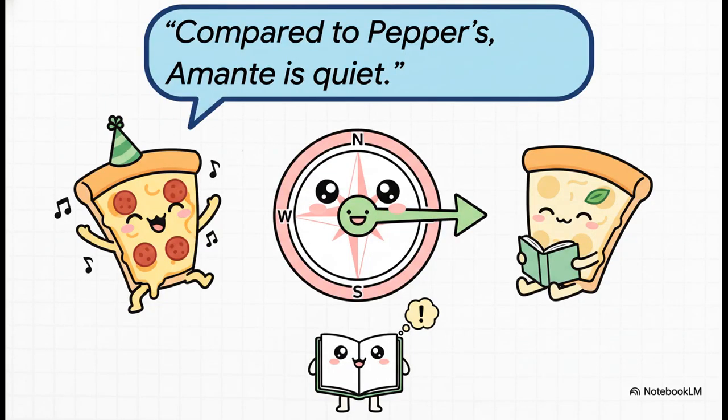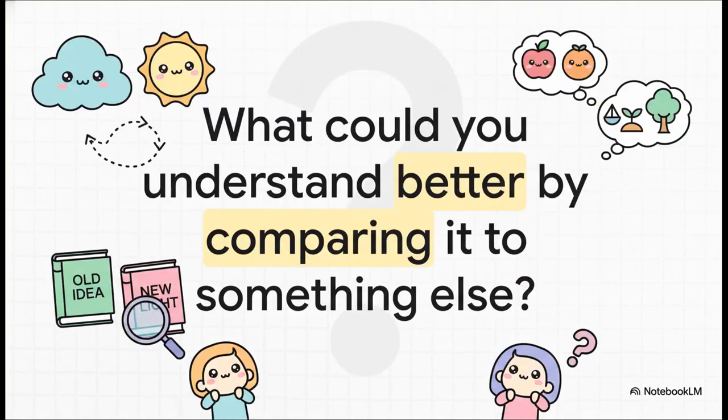And here's just how simple it is in a topic sentence. Starting with a phrase like compared to Pepper's or despite their similarities, it instantly tells your reader what that paragraph is going to do. They know you're about to draw a direct line between your two subjects on one specific point. No confusion.